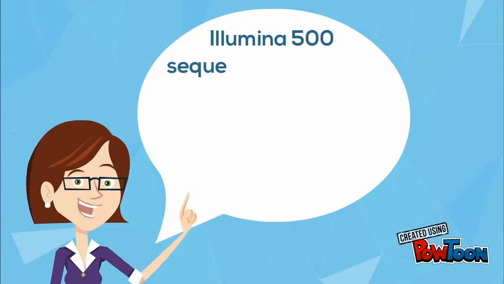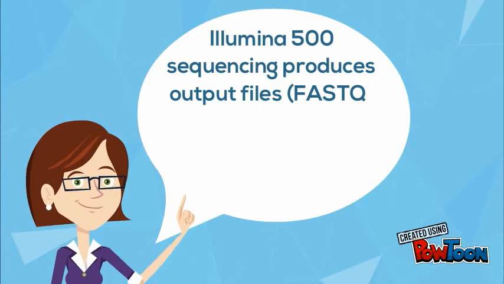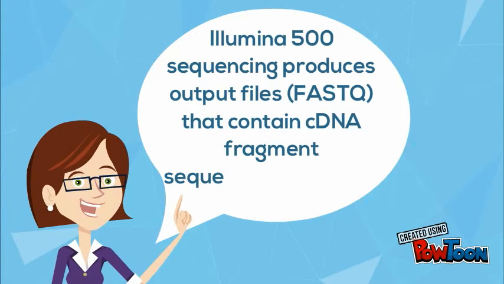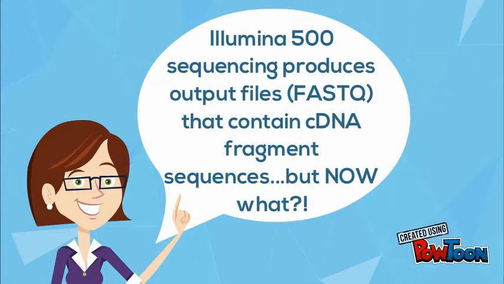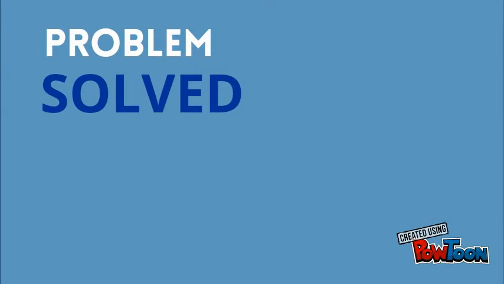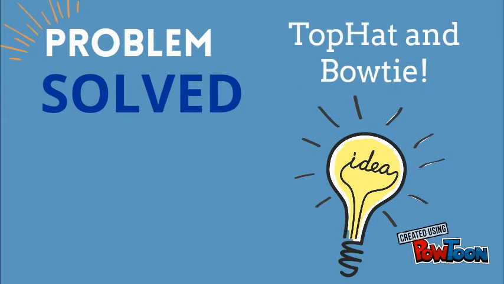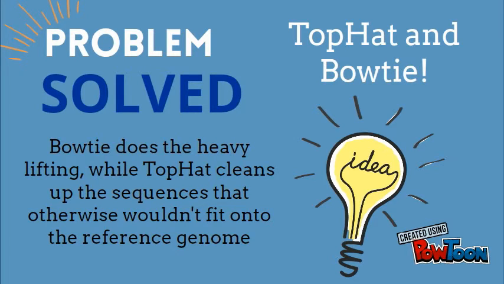Illumina 500 sequencing produces output files that contain cDNA fragment sequences. But now what? Problem solved. We are able to use the applications Tophat and Bowtie to align these cDNA sequences. Bowtie does most of the heavy lifting while Tophat tends to get most of the credit for cleaning up the tougher sequences.